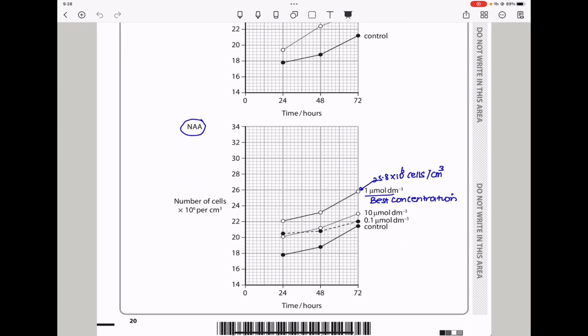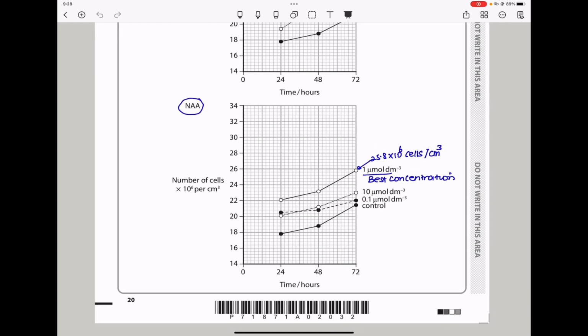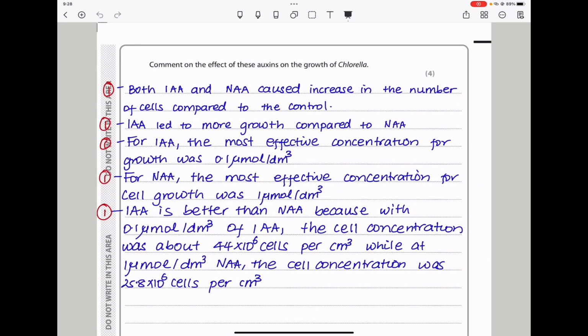And we can see for NAA, the control had a lower number of cells per centimeter cubed, but also we can see 1 micromole per decimeter cubed had the highest number, and 10 micromole had a lower number, yet 0.1 had a lower number than the 10 micromole. So these results are not as predictable as we can see with IAA. So here they say, comment on the effect of these auxins on the growth of chlorella. So I said both IAA and NAA caused increase in the number of cells compared to the control.